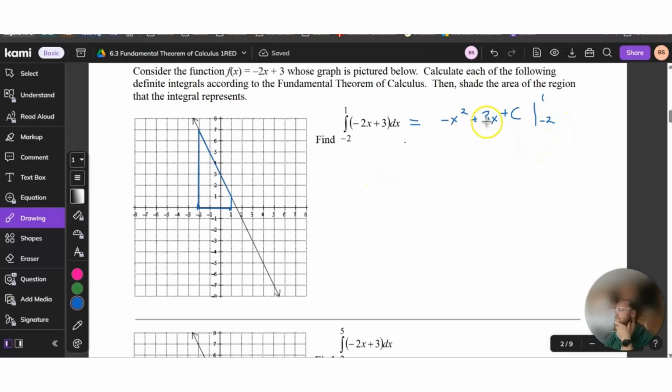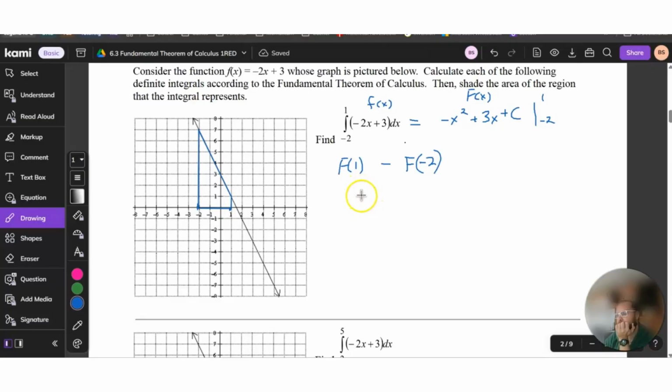This new function would be like the lowercase f of x. So what it means when I evaluate it from 1 to negative 2 is f of 1 minus f of negative 2. You've got to get used to that notation, because the College Board is going to use it a lot. This is capital, this is lowercase. These are both capital.